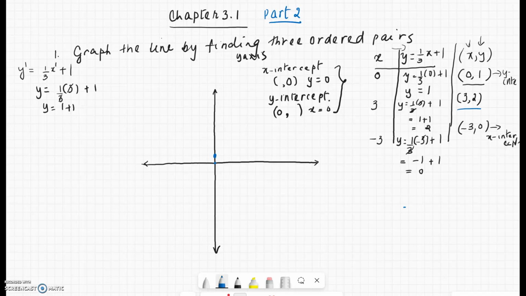Next, we're going to plot the point 3, 2. The x is 3 and the y is 2. 1, 2, 3. X is 3, and then you go up by 2 because the y is 2. So let me erase this point. So I'm tracing the path. Let me use a lighter shade here.